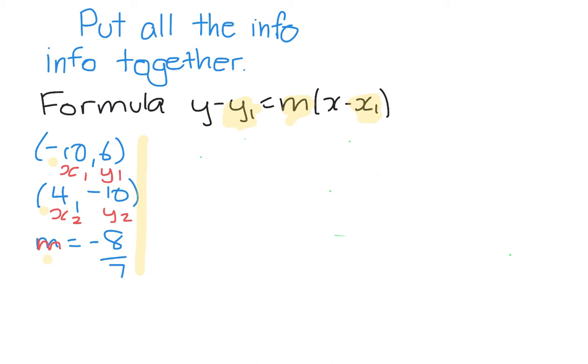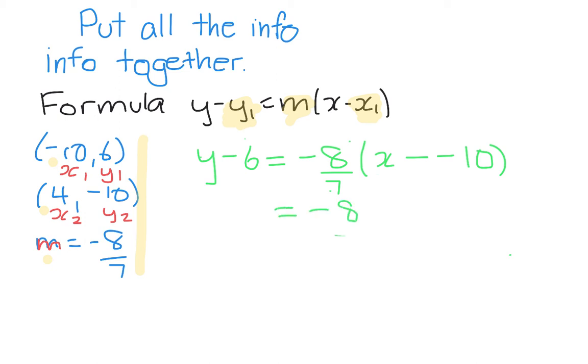Okay, so y minus y1, which is 6, equals the gradient, -8 on 7, brackets x minus -10. There's all of our information in there, and now we're just going to tidy it up a little bit. So we've got -8 on 7x. So I'm expanding out the brackets.